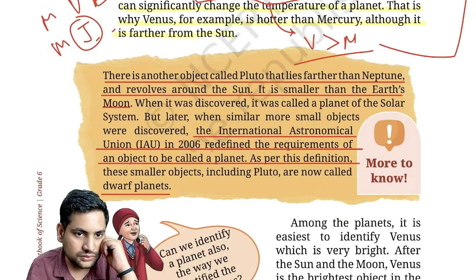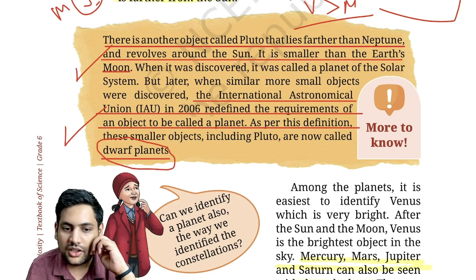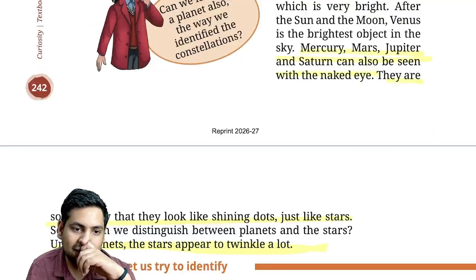Then it talks about Pluto. As I told you, after 2006, it is considered not a full planet but a dwarf planet only. So now we have only 8 planets.